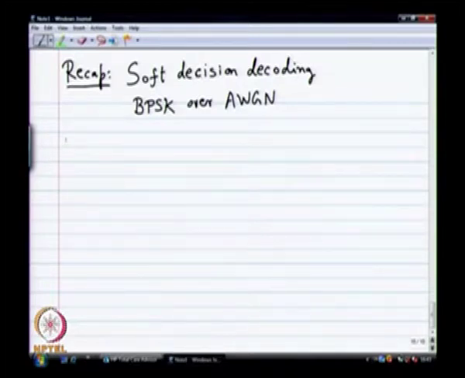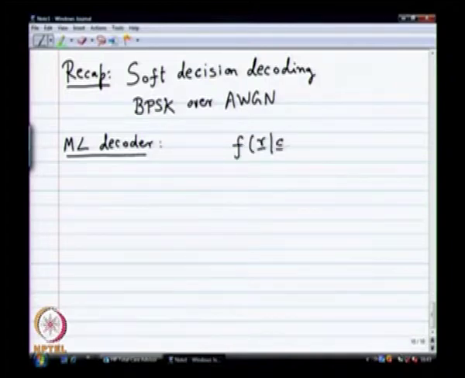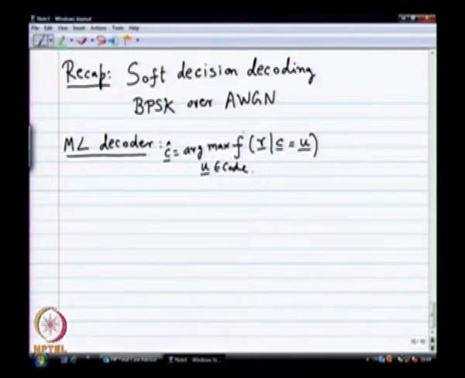Okay, so the first kind of decoder that we are looking at is the ML decoder, which tries to compute f of r given codeword equals u, maximize over all u in the code, and take the argument as your C hat. This f stands for PDF. You can think of probability if you like, but this is the expression. Let us try and simplify this.